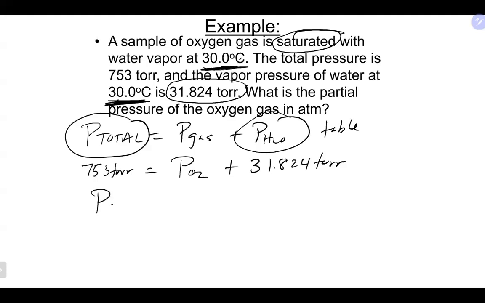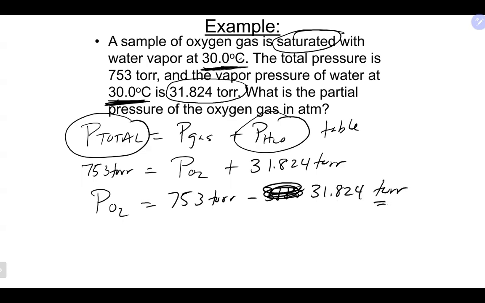So the nice thing about this type of partial pressure problem is it's really just subtraction. To find the partial pressure of O2, 753 torr minus 31.824 torr. There we go. And if we do that, that tells us that just the pressure of the oxygen gas in this case, which is what we're interested in, would be about 721 torr. And that again would sometimes be referred to as the dry gas in this situation. And we do want it in atmospheres. So what should I do with that number to get it to atmospheres?